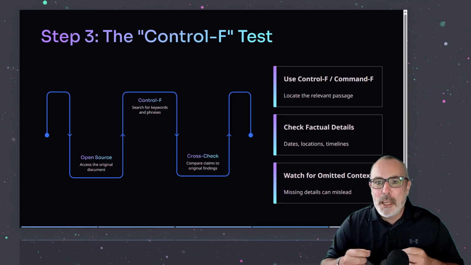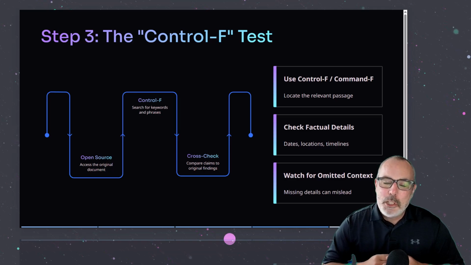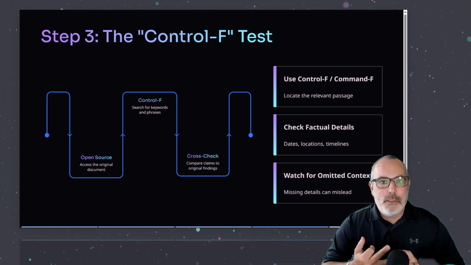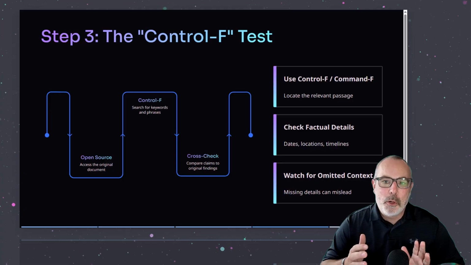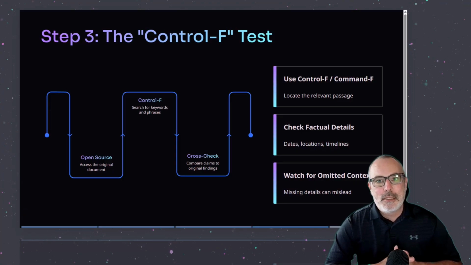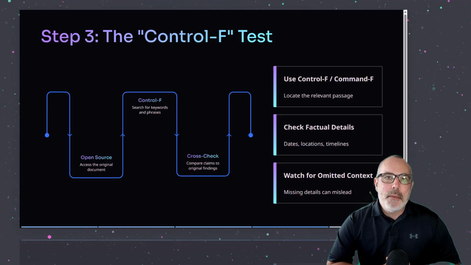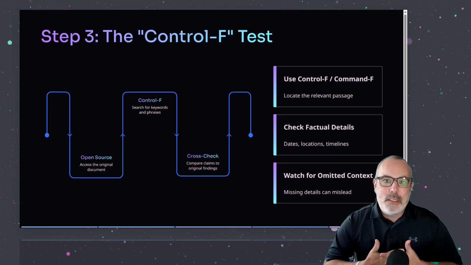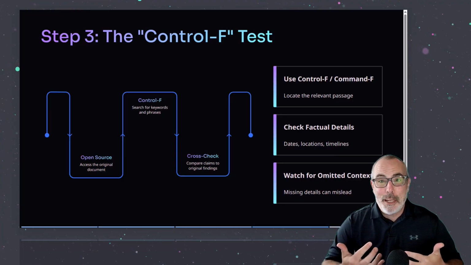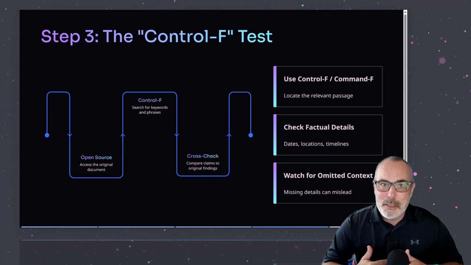to locate specific keywords. Check for factual errors regarding dates, locations, or timelines, and furthermore, watch out for omitted context. An AI summary might miss critical background details, leading to a narrative that is technically factual, but entirely misleading.